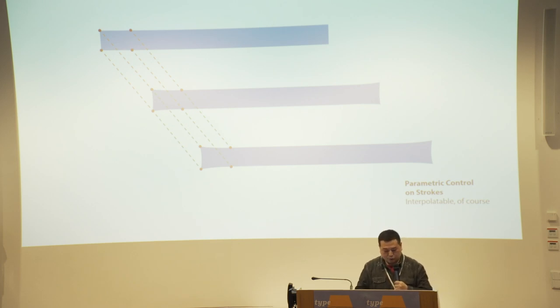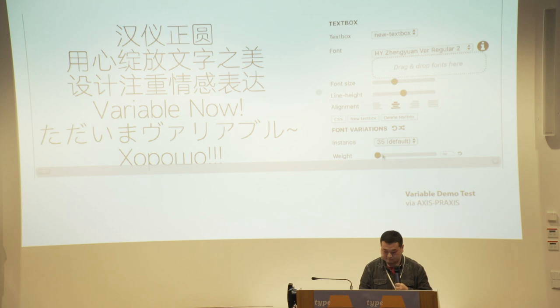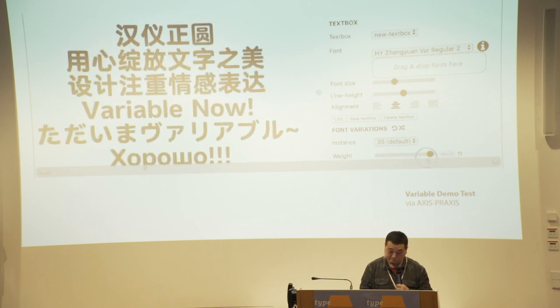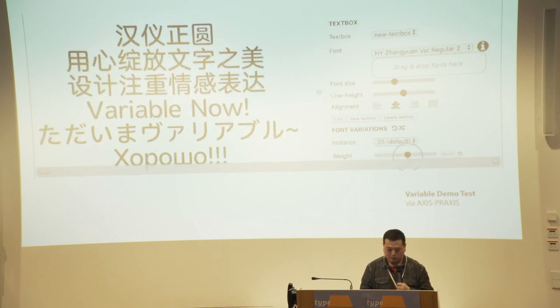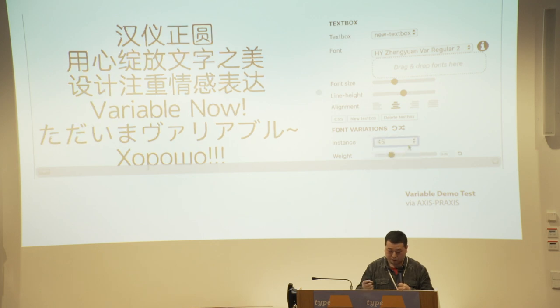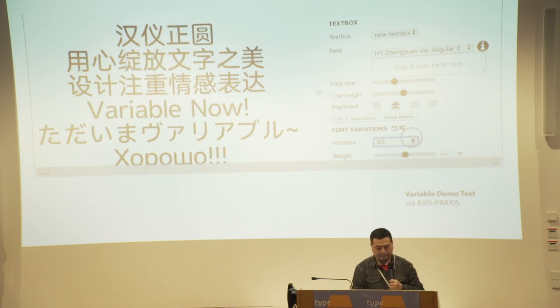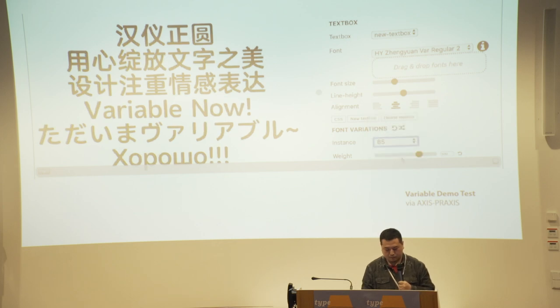So we made some demo tests on the website, Axis Praxis. And also the named instance. The important thing is we have a single weight axis demo, but the outline was completely generated from the parameter control. And now it's a variable font.